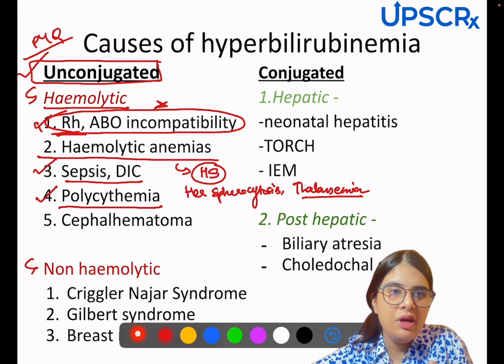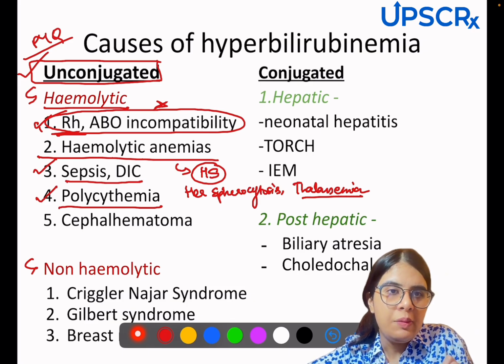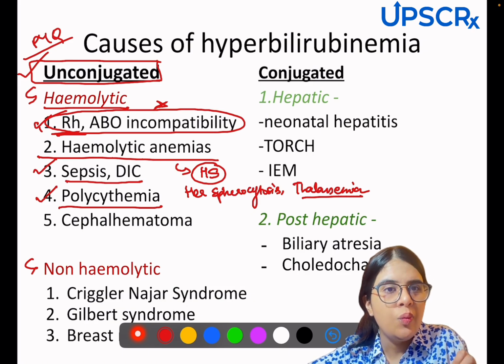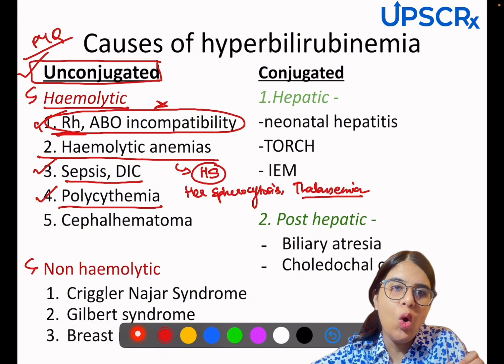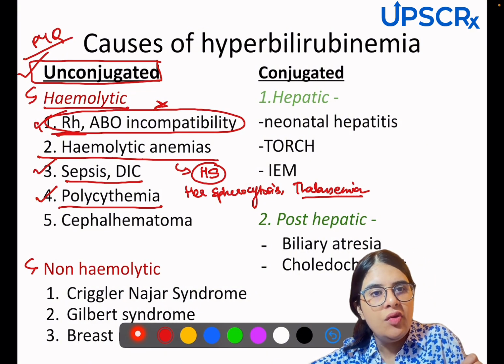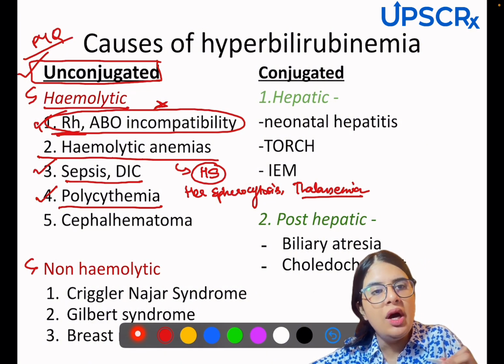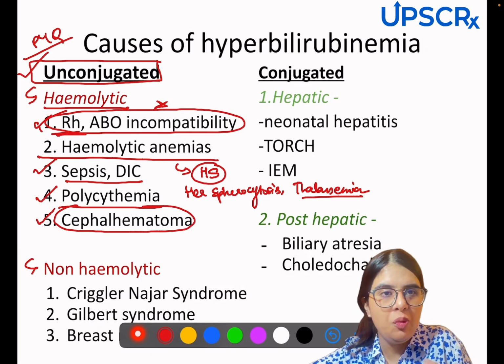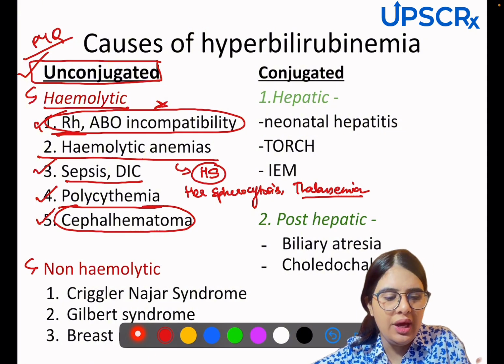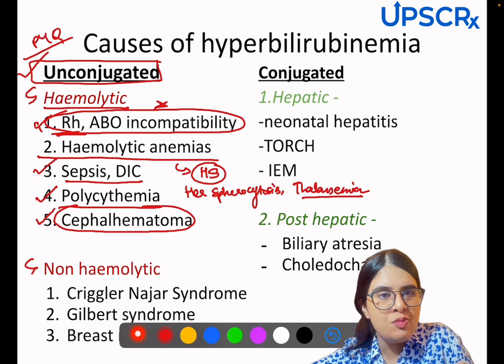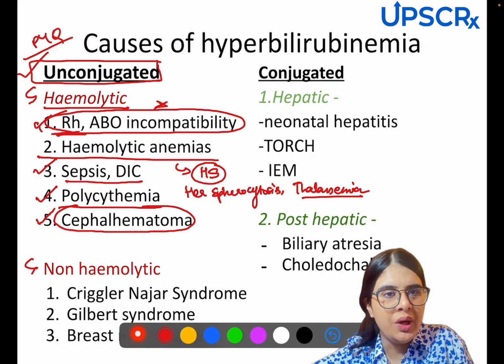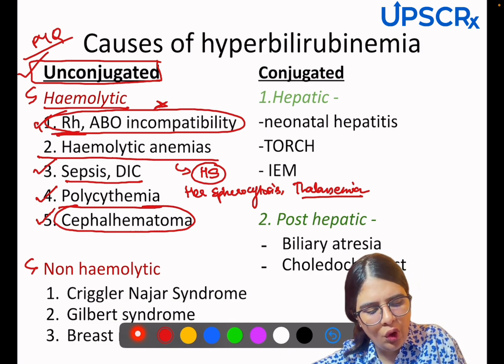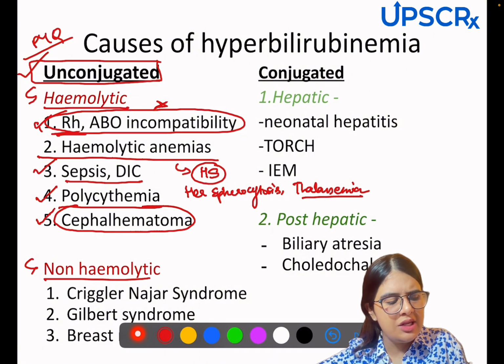Polycythemia. Why polycythemia? Because there are more RBCs. There will be more RBC breakdown, more heme. More heme means there is more biliverdin, more bilirubin, and more unconjugated bilirubin. The other thing is cephalhematoma, where due to birth trauma, there is extravasated blood which accumulates in the skull sutures. And this extravasated blood, when it breaks down, also causes unconjugated hyperbilirubinemia. Then we have non-hemolytic causes, like Crigler-Najjar syndrome.